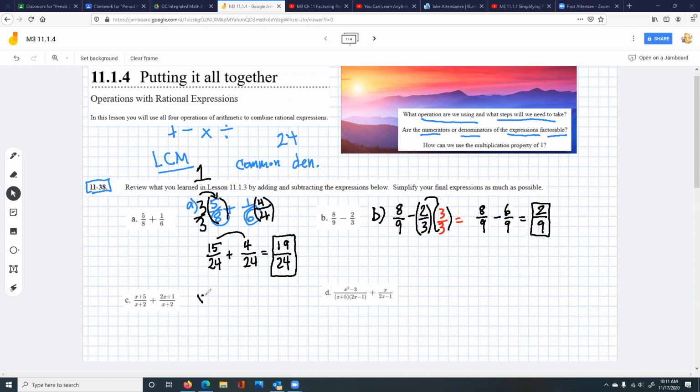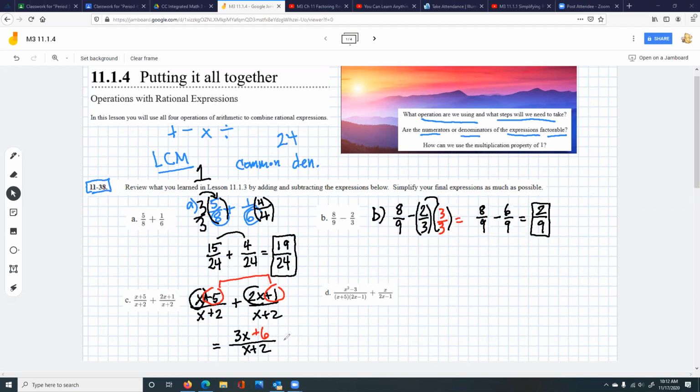Oh, that's pretty easy. x plus 5 over x plus 2 plus 2x plus 1 over x plus 2. They already have a common denominator, so this is a super easy problem. The denominator stays the same, x plus 2, so we're just going to add the numerators, the like terms. x plus 2x gives me 3x. And then the positive 5 plus the 1, that's your other like term, so 5 plus 1 gives me 6.